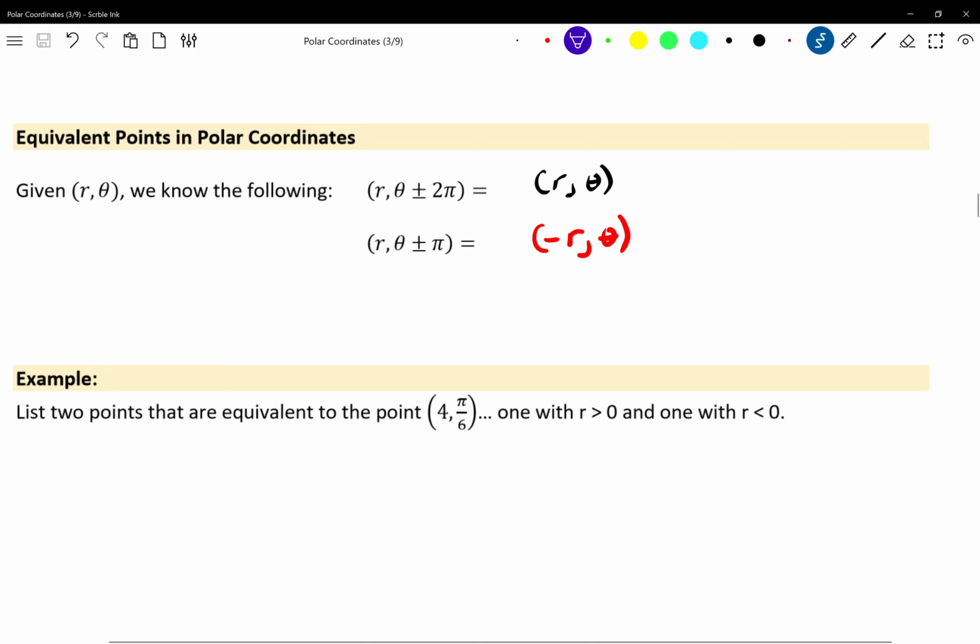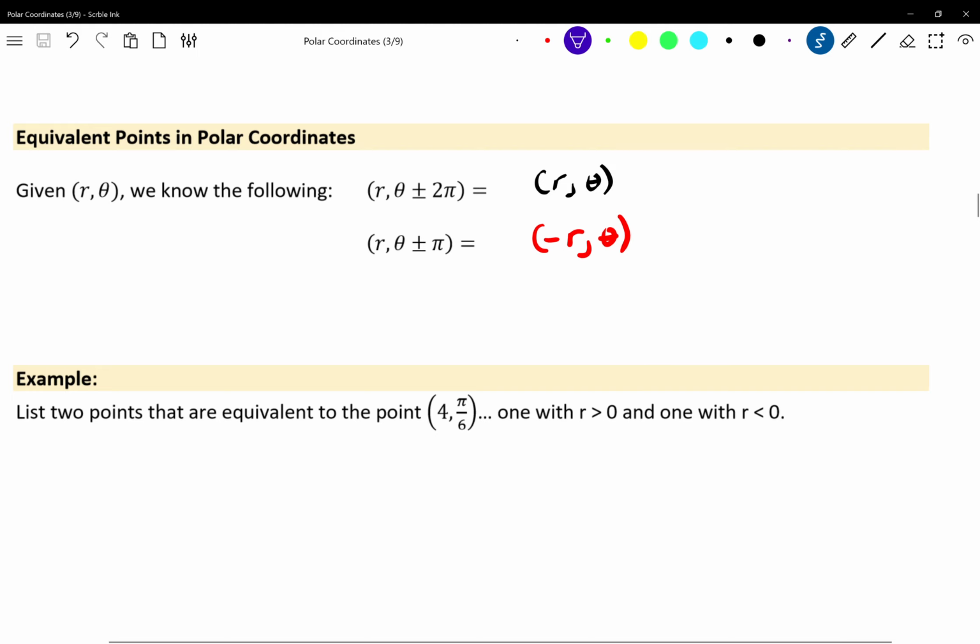Right, so looking at the very last thing we talked about, given r, theta, we know that if I add or subtract a multiple of 2 pi, I still end up at the same point as if I didn't add the multiple of 2 pi. And if I add or subtract pi, that's going to flip the sign of r, as far as how polar coordinates are generated.